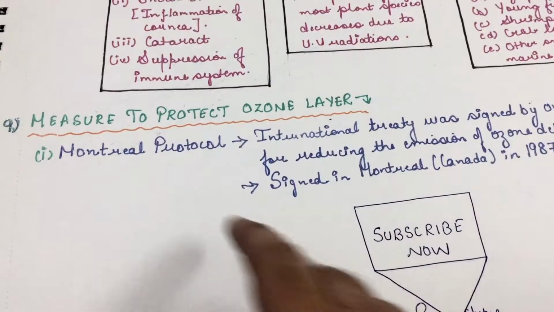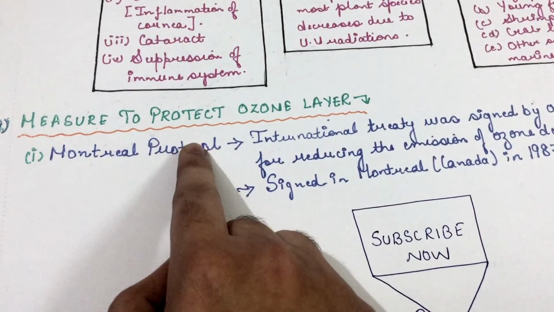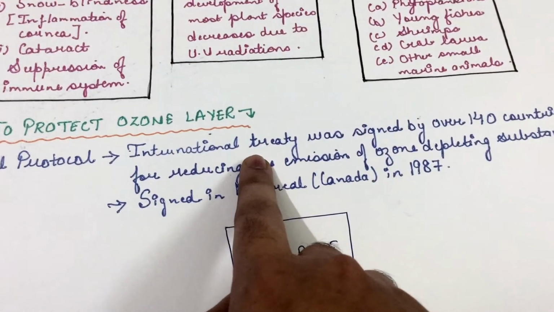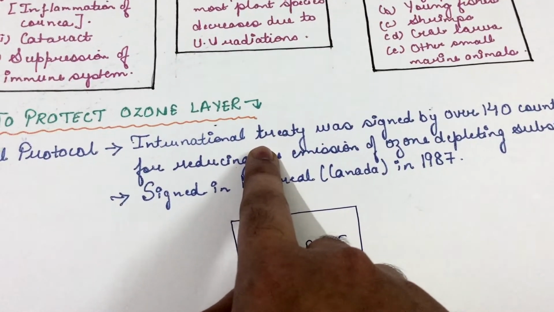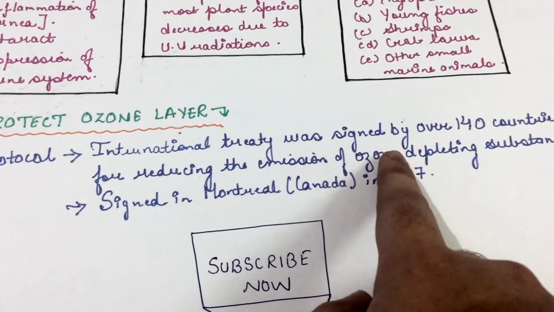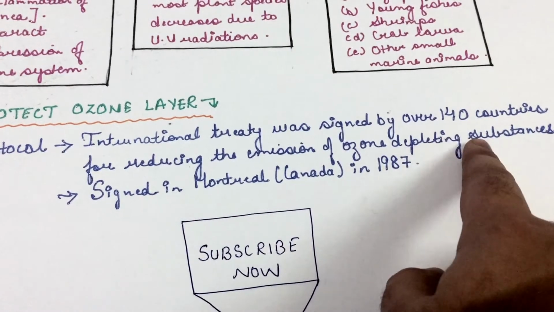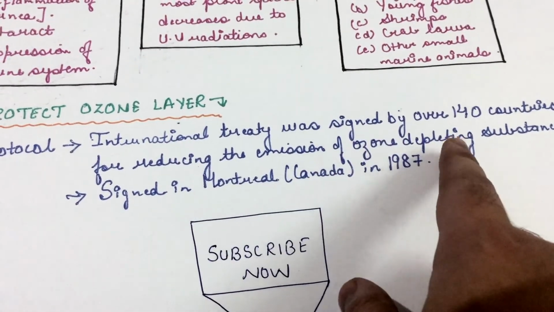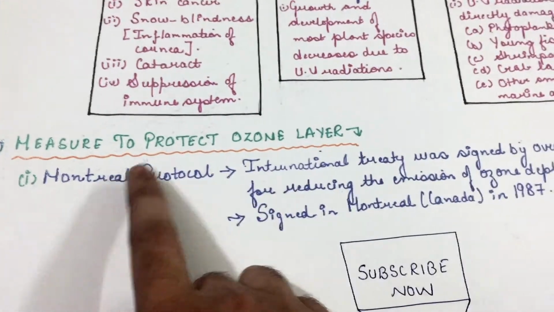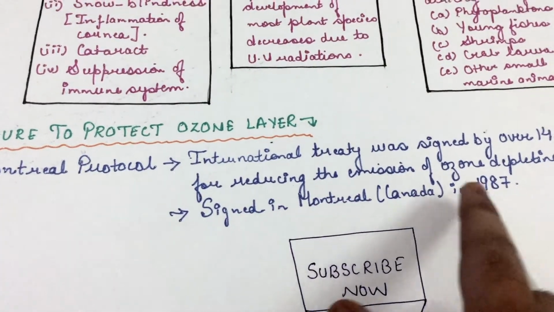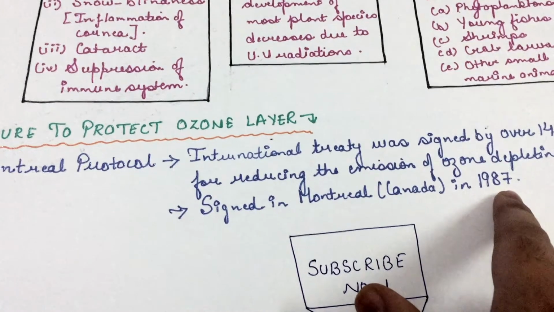So, what is the Montreal Protocol? A treaty was signed by over 140 countries to reduce the emission of ozone depleting substances, meaning chlorofluorocarbons. This is called the Montreal Protocol. It was signed in Montreal, Canada in 1986.